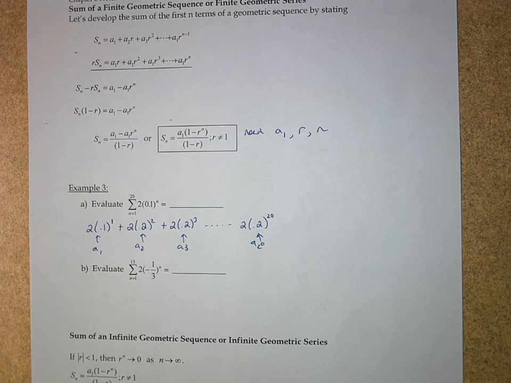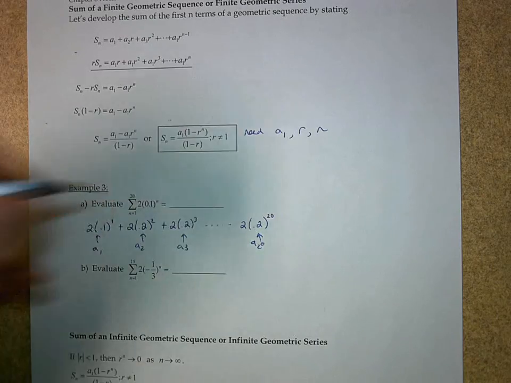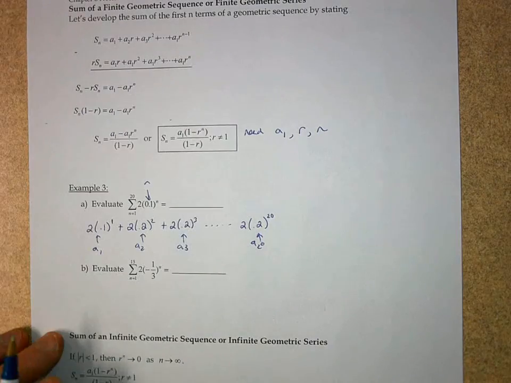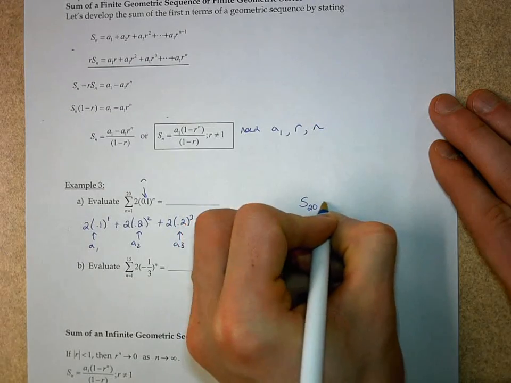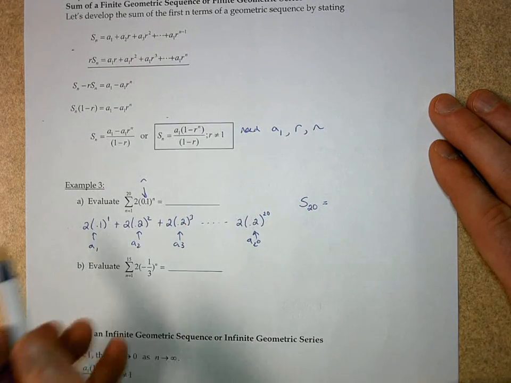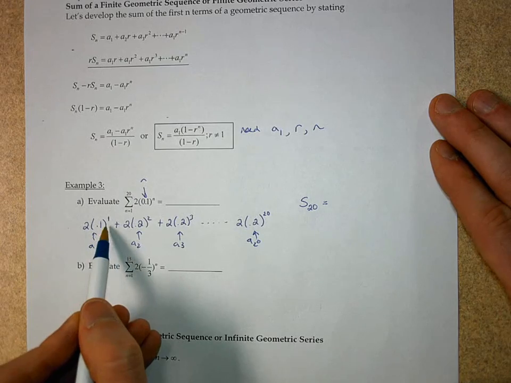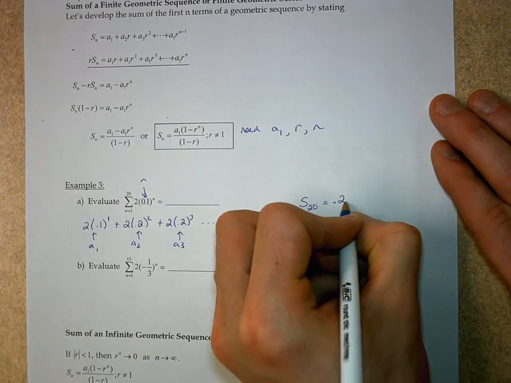So with that, I need to now plug those values into my formula. My common ratio I already have. It's the piece that is inside the parentheses, which in this case is the 0.1. So right here is my r value. So let's plug in what I know. I want to find the summation of the first 20 terms. I know a sub 1 is 2 times 0.1 raised to the first, which is going to be 0.2.